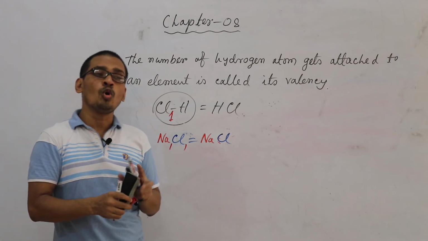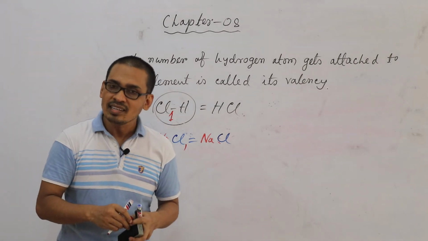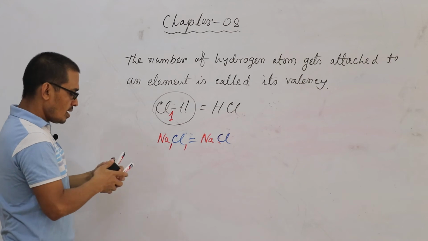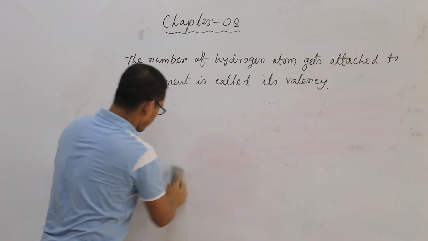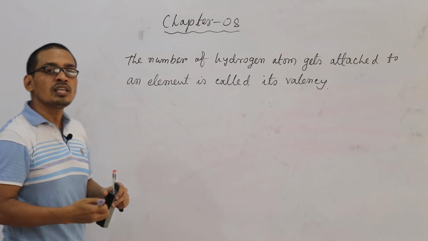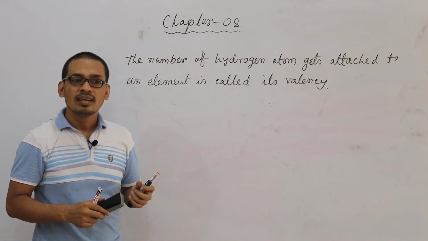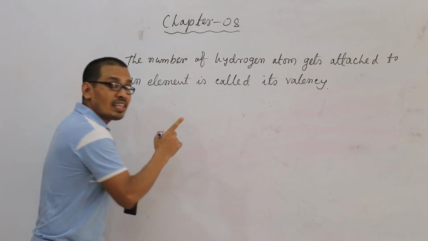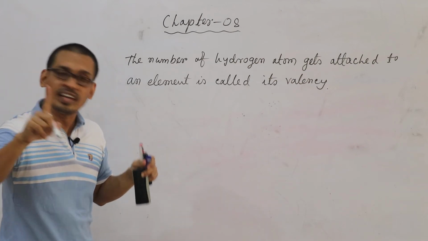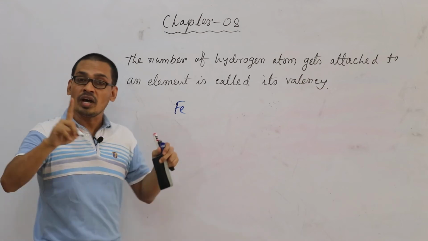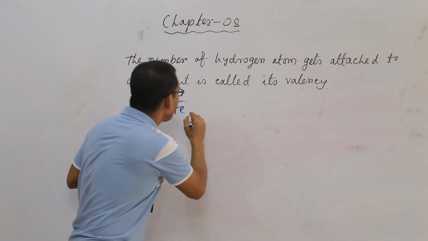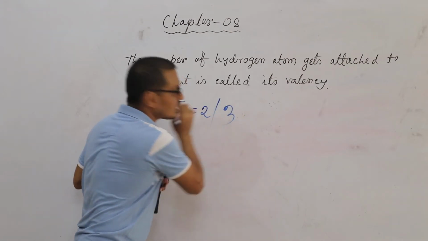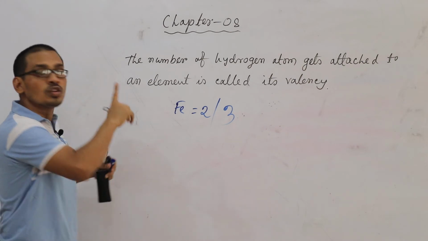Some elements have more than one valency, sometimes 2 hands, sometimes 3 hands, sometimes 1 hand. Suppose iron. What is the symbol of iron? As the Latin name is used, the symbol of iron will be Fe. The Latin name of iron is Ferrum, that's why its symbol is Fe. And sometimes its valency is 2, sometimes 3.